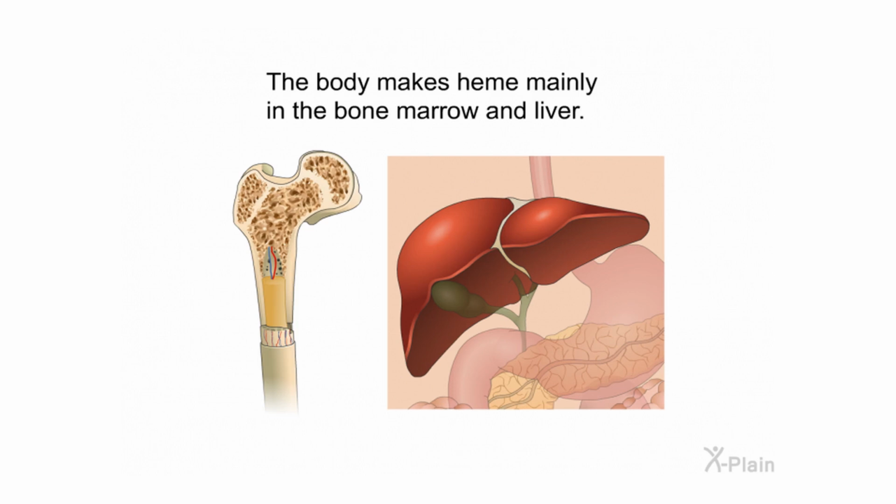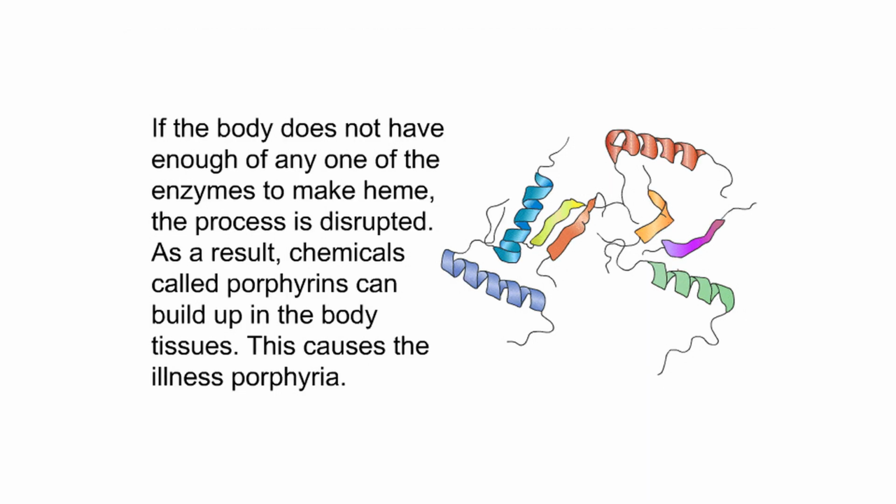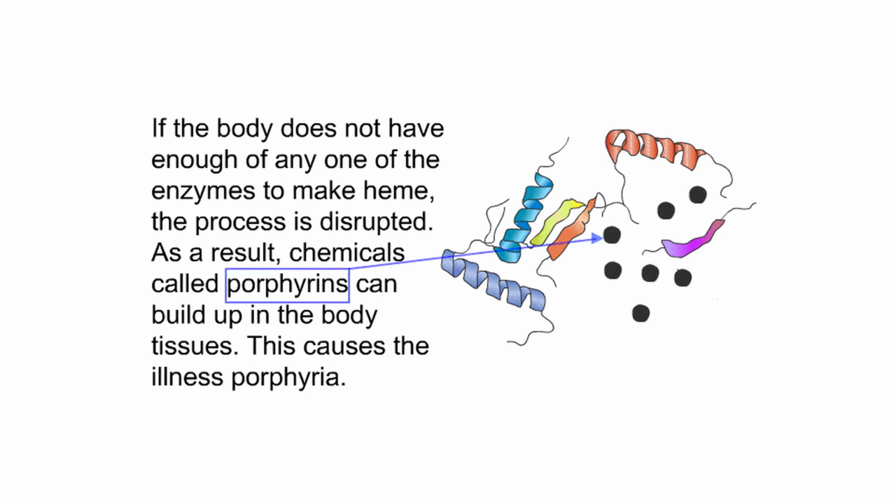The body makes heme mainly in the bone marrow and liver. Each step of making heme is controlled by one of 8 different enzymes. Enzymes are proteins that help chemical reactions happen in the body. If the body does not have enough of any one of the enzymes to make heme, the process is disrupted. As a result, chemicals called porphyrins can build up in the body tissues. This causes the illness porphyria.